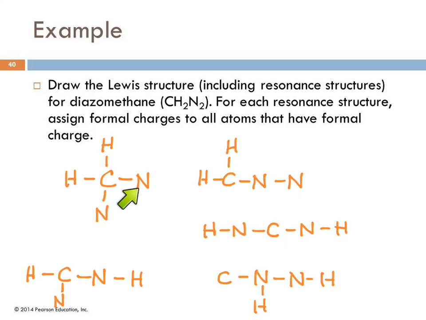Okay. Nitrogen and nitrogen each have 5, so that's 10, plus 4 for the carbon is 12, 13, 14 electrons. 2, 4, 6, 8, 10, 12, 14.